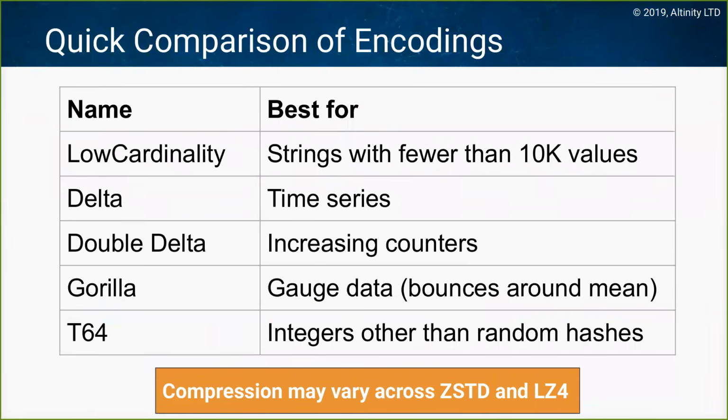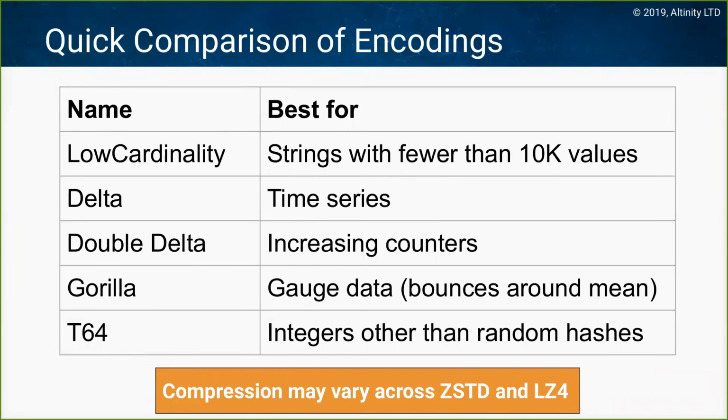Delta and double delta are good for time series. Delta is good where things are increasing regularly by small increments, say by a couple seconds with each measurement. Double delta is for increasing counters, particularly if they have a nice linear slope. Gorilla is nice for gauge data. It can be used for things like doubles and floats. And then T64 is one I haven't used, but it can be used for integers other than random hashes, which vary randomly.